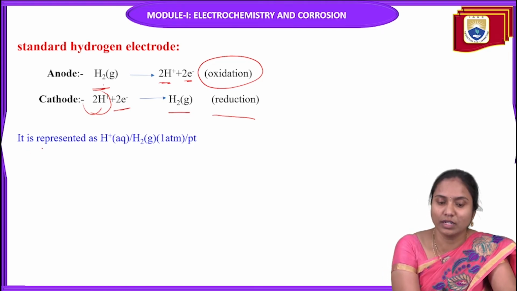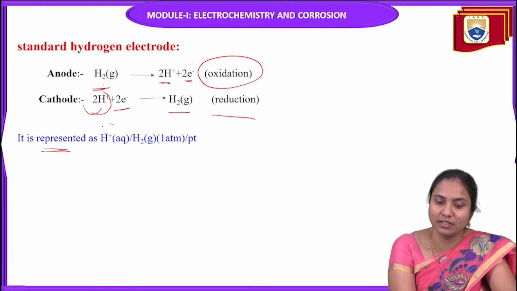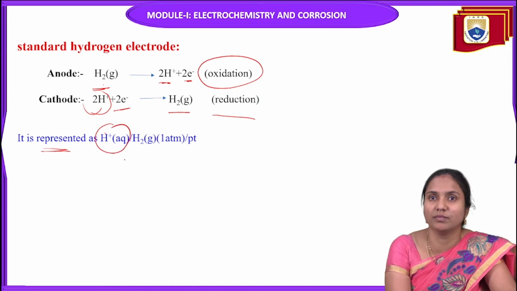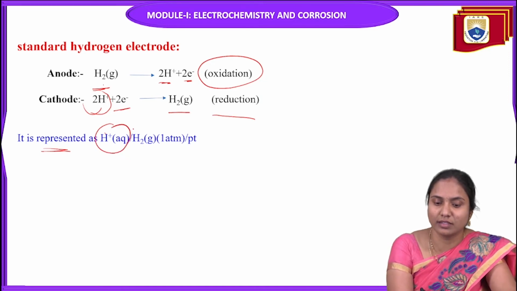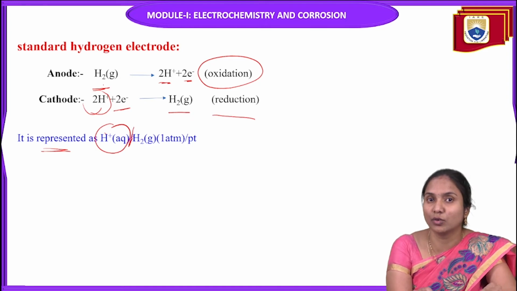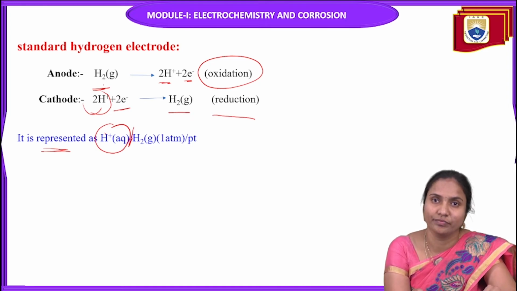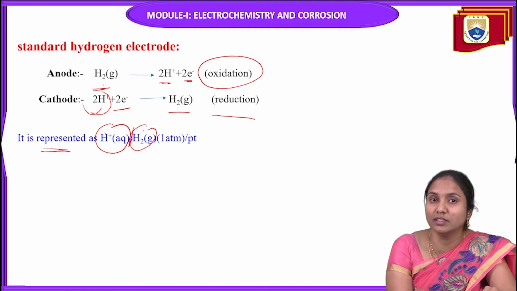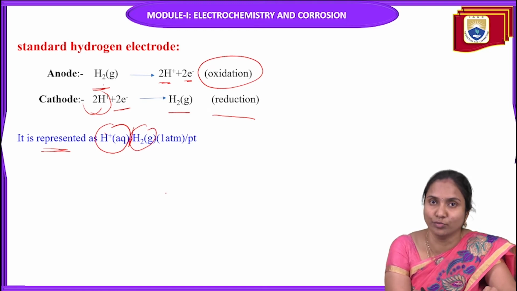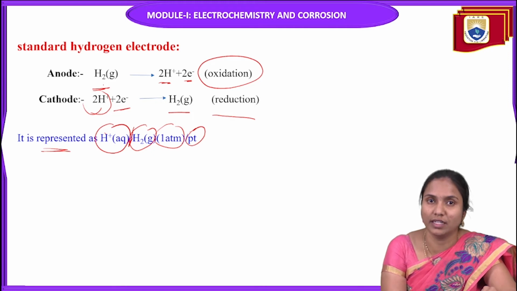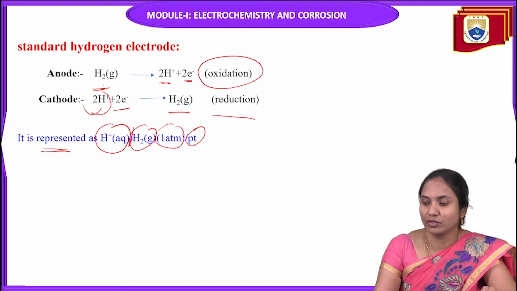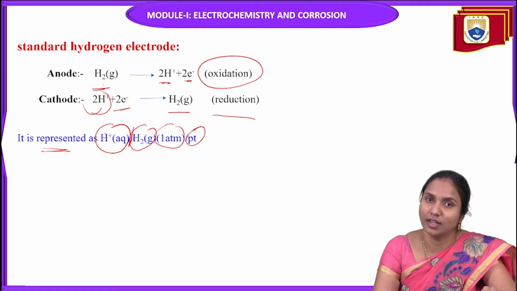The standard hydrogen electrode is represented as H plus in aqueous solution, that is HCl solution, and this parallel line indicates that the electrode and electrolyte solution are separated. Hydrogen gas is continuously passed through the side arm of the glass tube at 1 atmosphere pressure, and the platinum electrode acts as an inert electrode dipped in the HCl solution. This is the working of the standard hydrogen electrode.